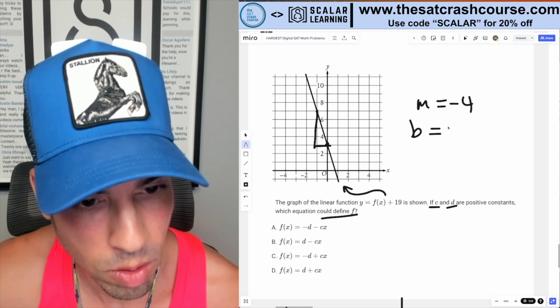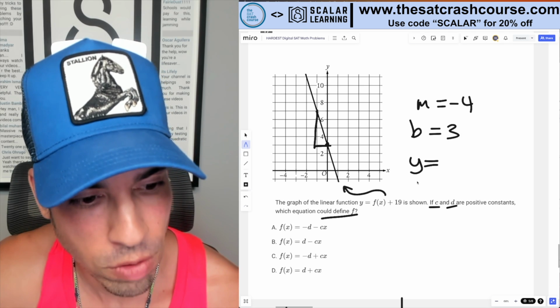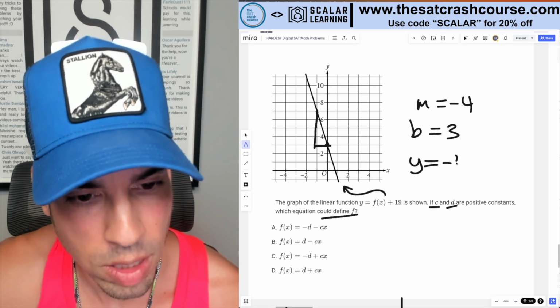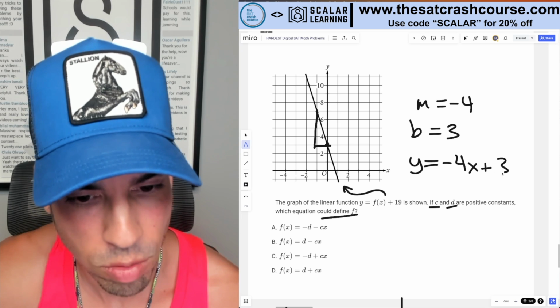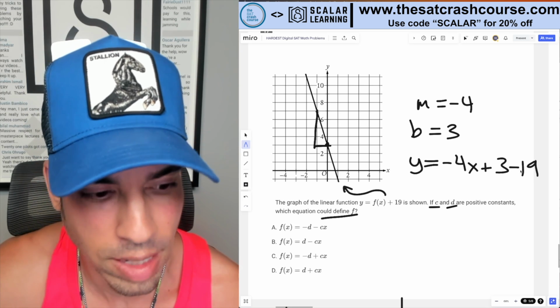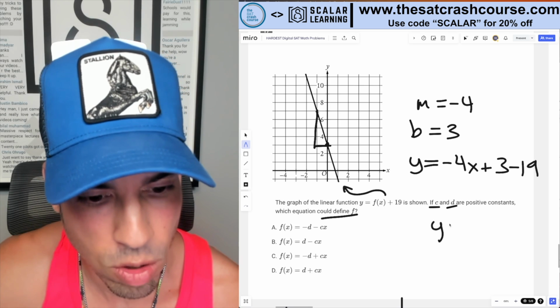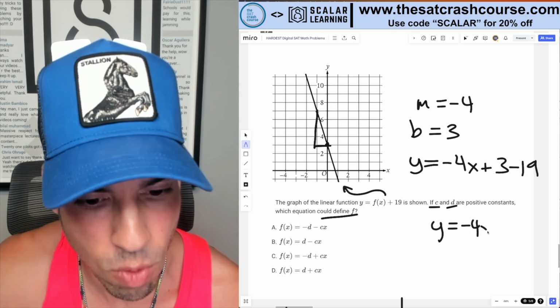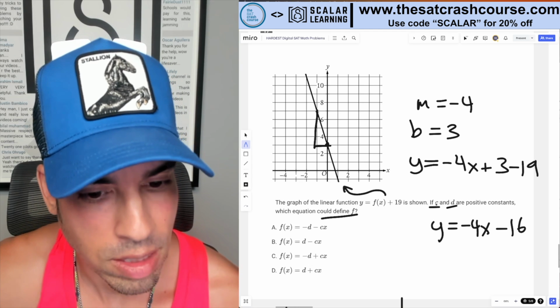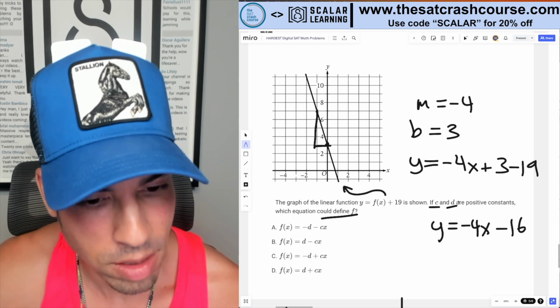Okay, so that means my equation for this, which is f of x plus 19, is equal to -4x plus 3. But now to get f of x, I need to subtract that 19, and that brings us down. So then I know y is equal to -4x minus 16. Okay, now it's saying that c and d are positive constants, okay?